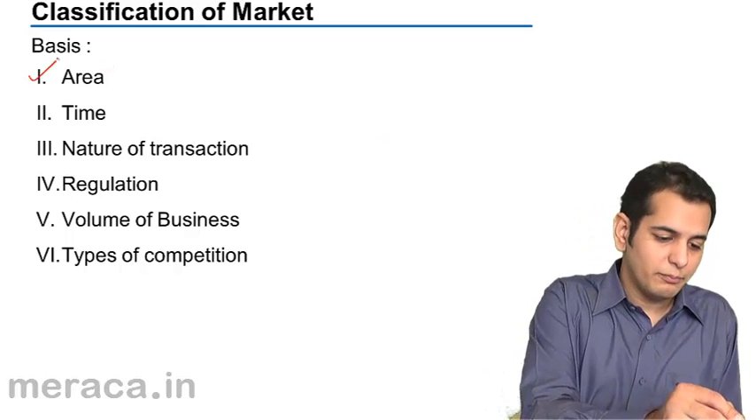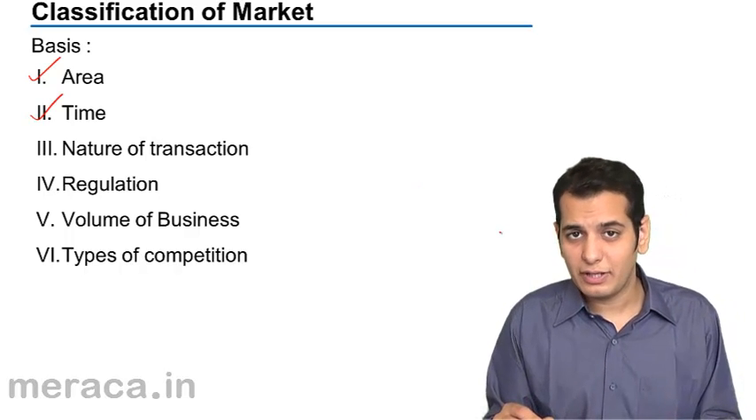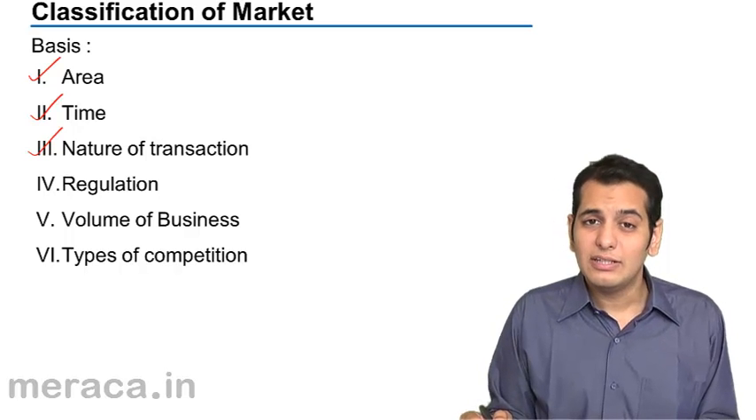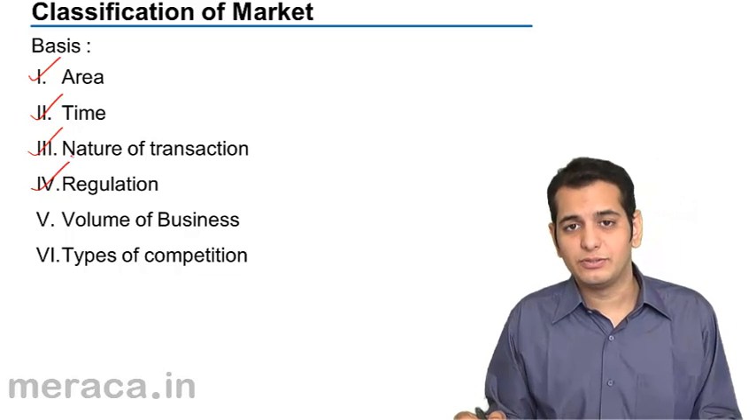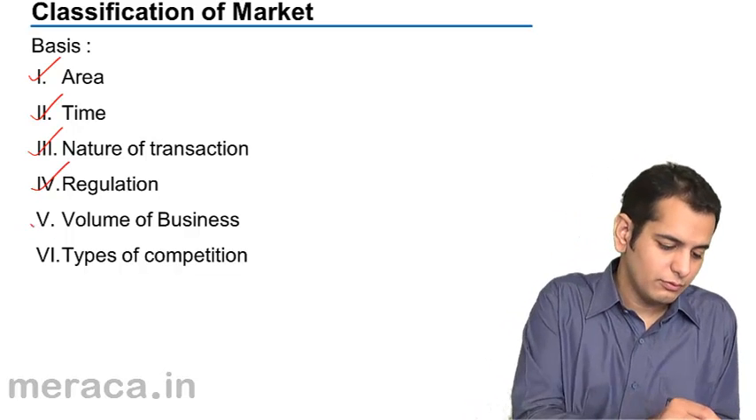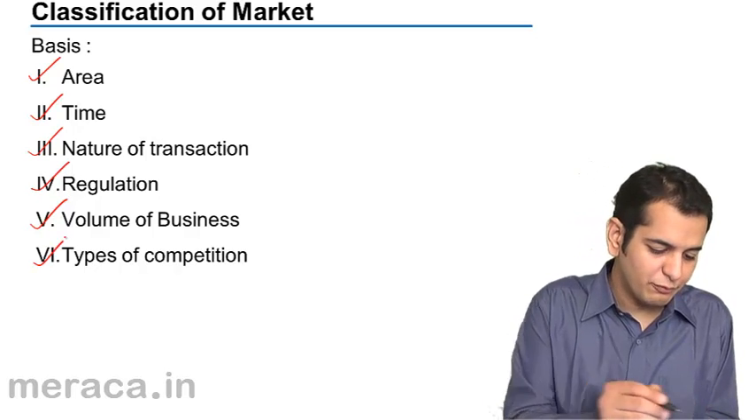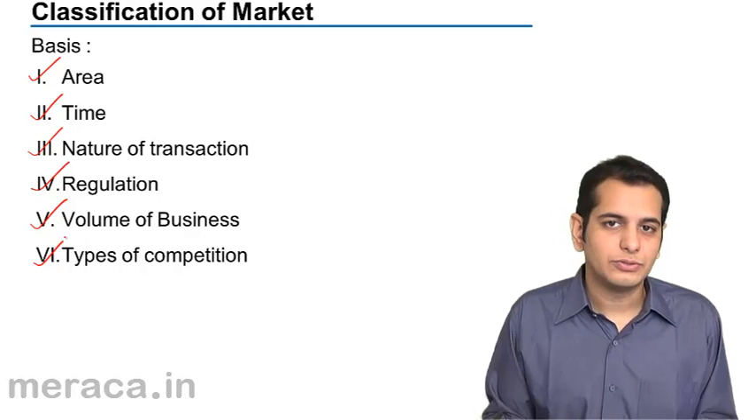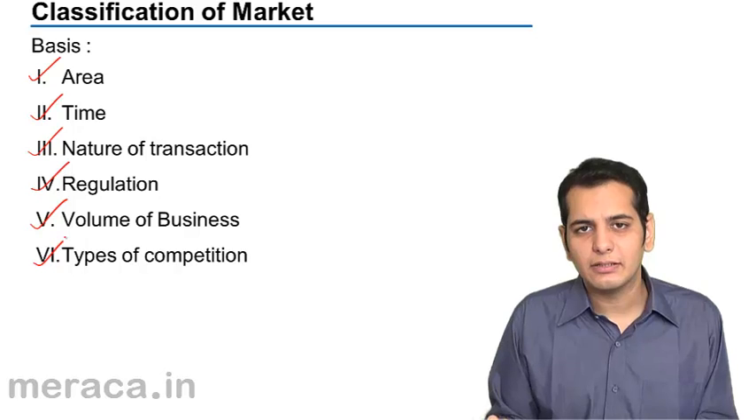First, on the basis of area. Second, on the basis of time. Next, on the basis of nature of transaction. Fourth, on the basis of regulations. Fifth, on the basis of volume of business. And finally, on the basis of types of competition. We'll do all these types in detail.